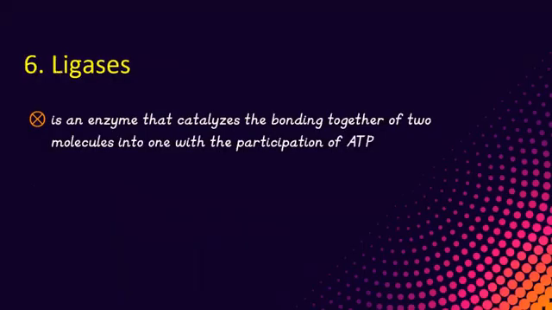Sorry. And then the last one, according to its action, is our ligases. It is an enzyme that catalyzes the bonding together of two molecules into one with the participation of ATP. This type of enzyme can catalyze the joining of two large molecules by forming a new chemical bond in the process. An example of this class is DNA transcribed to RNA. So it needs the participation of ATP in the process.